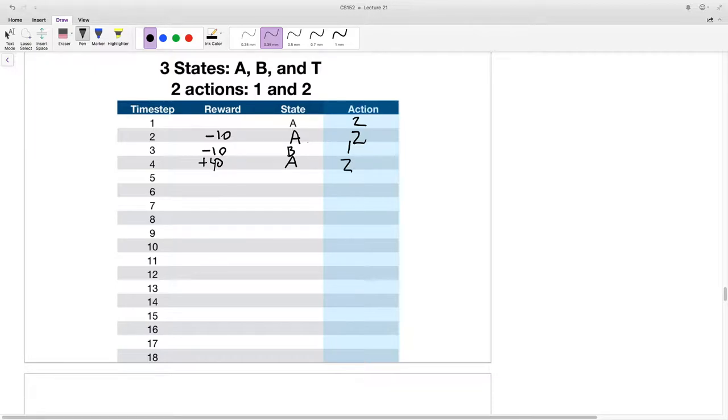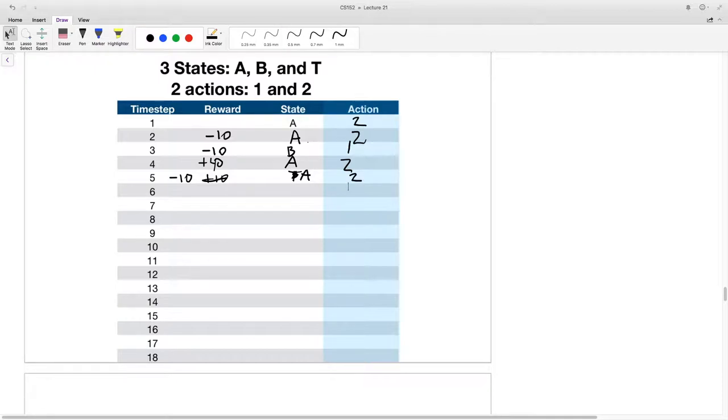Two. Game ends. Wait, no, the two, my mistake. We're in state A, and you get plus 10. No, you're in state A. It's hard to read this sometimes. Yeah, you get minus. It looks like it should be erased, doesn't it? All right. It prefers crossing out. Minus 10, then we're in state A.